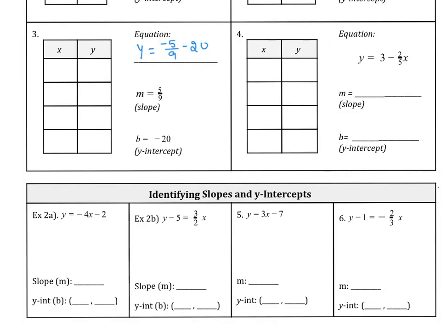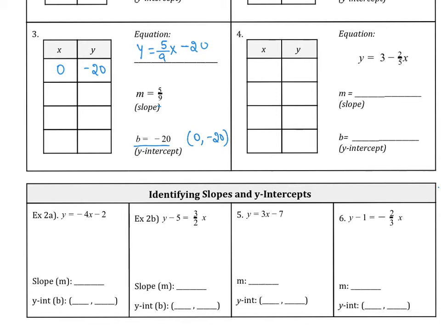For question number 3, we are going to use the slope 5 over 9 and we are going to use the y-intercept to make an equation. So the equation would be y equals 5 over 9x minus 20. You're going to start from 0, negative 20. That is going to be your first point and make a table out of it.